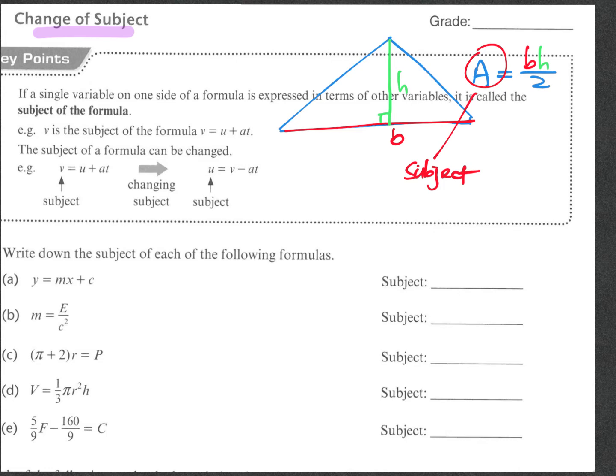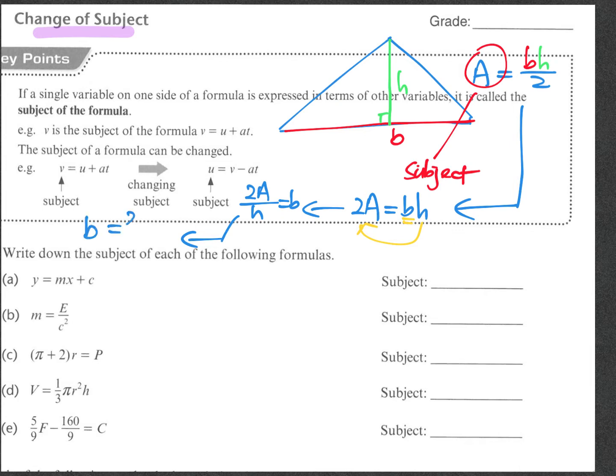In order to find B, first of all, I should remove the 2, so that it gives us 2A equal to BH. In order to get B to be the subject, I need to remove the h as well. So as a result, it turns to 2A over h equal to B. It's almost done, except that we need to put the subject on the left-hand side. So that's why we rewrite the formula as B is 2A over h. In this formula, now the subject will be our B instead of A in the beginning.